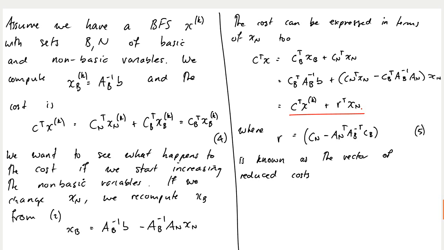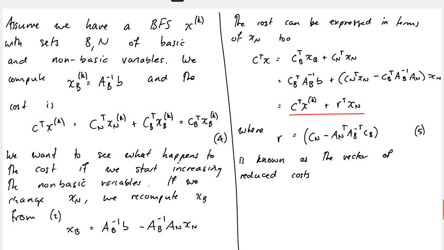Okay, so let's have a look at this expression here again. If we increase the xn's, then this expression tells us how our cost changes. We know that xn's start at 0, and they're going to be moving upwards, because we know they can't be negative from our non-negativity constraint. So if we increase, for example, the first non-basic variable, then the cost is either going to go up or go down, depending on whether the first entry of r is positive or negative. Okay, so if the first non-basic variable in xn goes up and r is positive, then the cost will go up too. If it's negative, then the cost will go down.